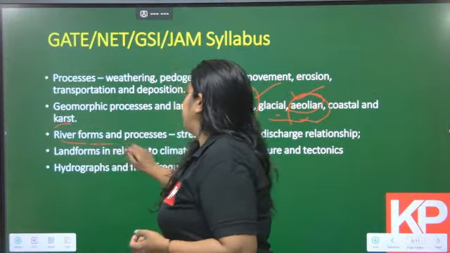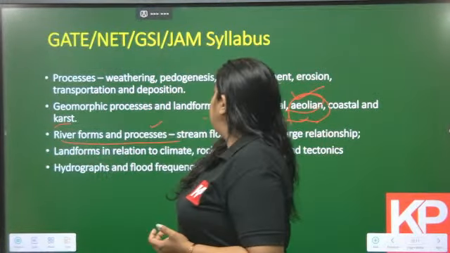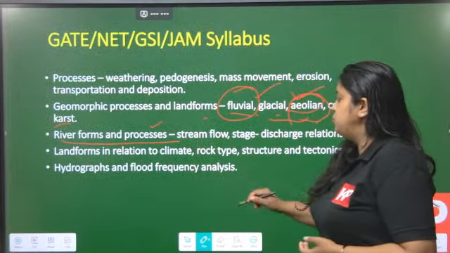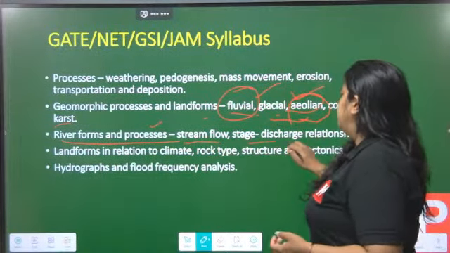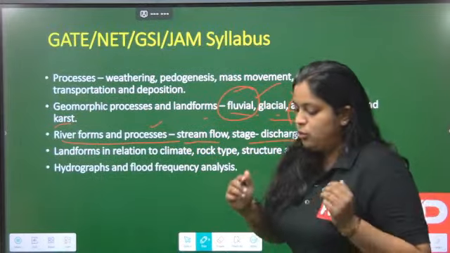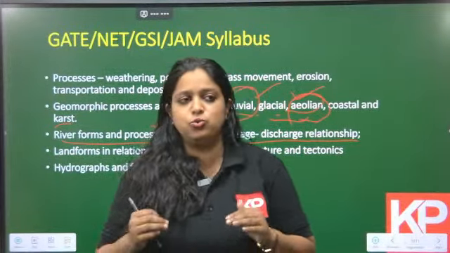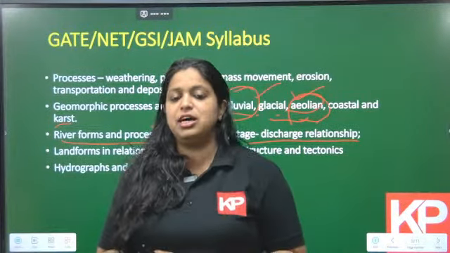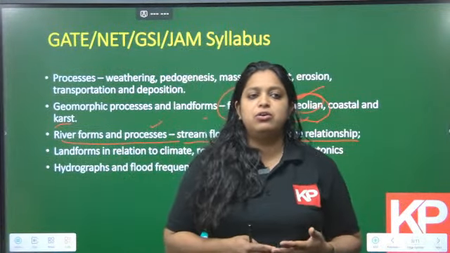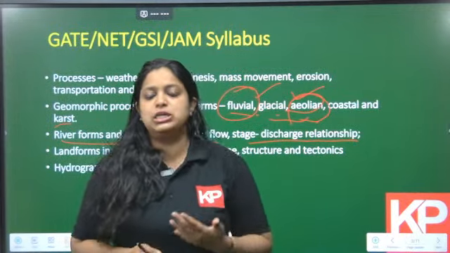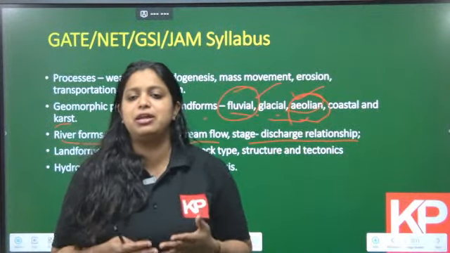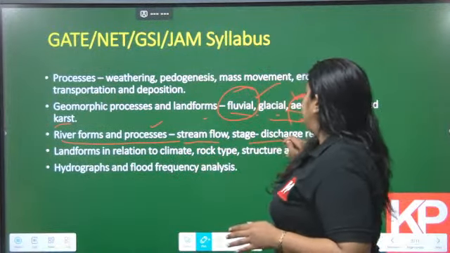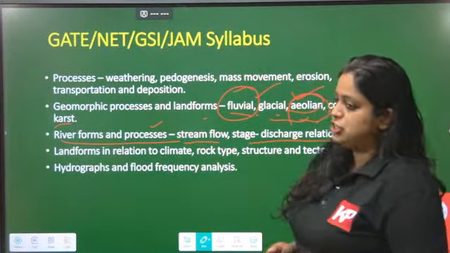Next one is river forms and processes coming under the fluvial system: different types of rivers and the processes associated with them, stream flow, and the stage discharge relationship. What changes happen to a river in the downstream direction with an increase in discharge, or with an increase in slope? In a detailed manner you should have an idea about the entire stream flow and stage discharge relationships.